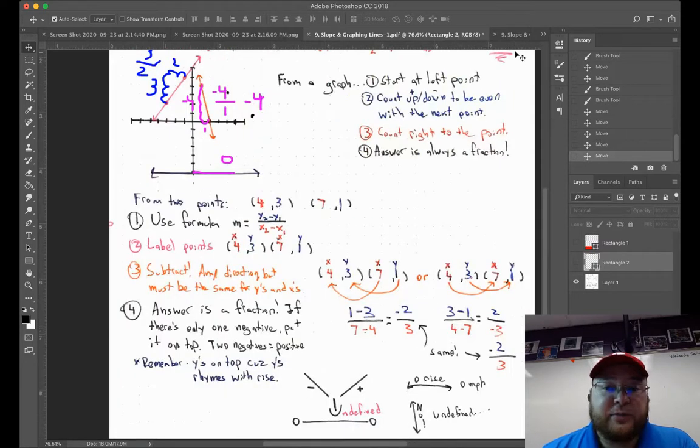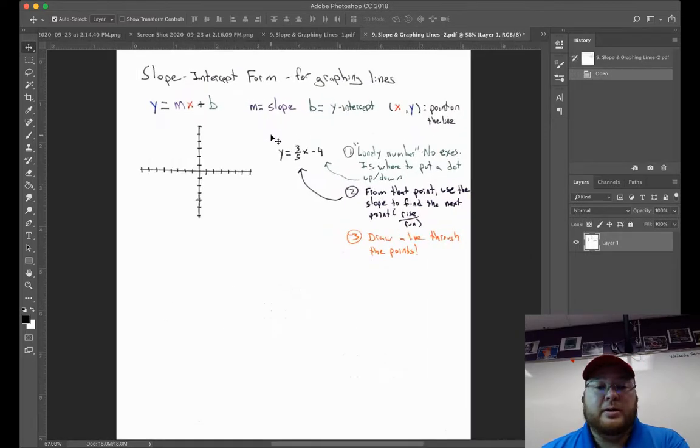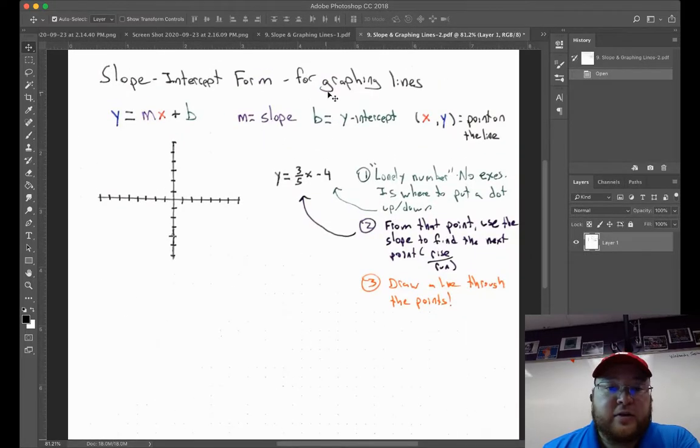The next thing we got to talk about is what's called slope-intercept form for graphing lines. That's y equals mx plus b. And I know you've done this all before, probably lots of times, but just as a reminder, m is equal to slope. b is always the y-intercept, which is where it crosses the y-axis. This x and this y actually represent a point that's going to be on that line somewhere.